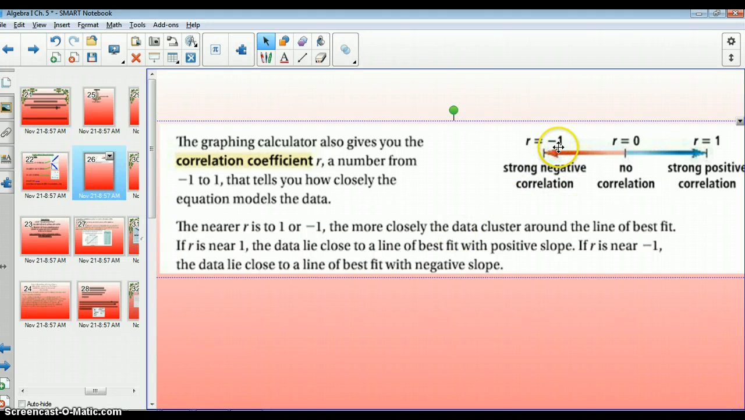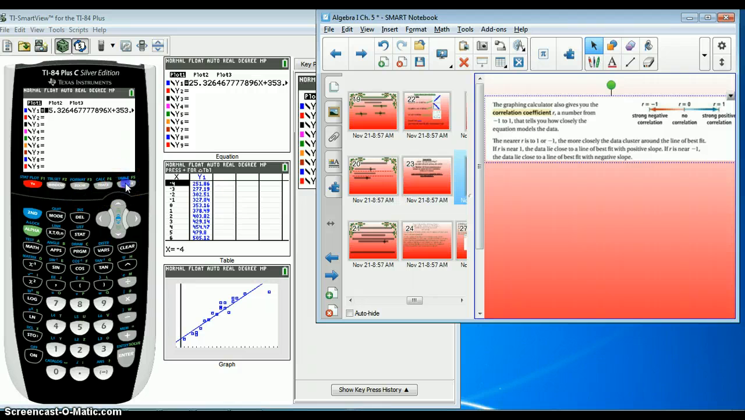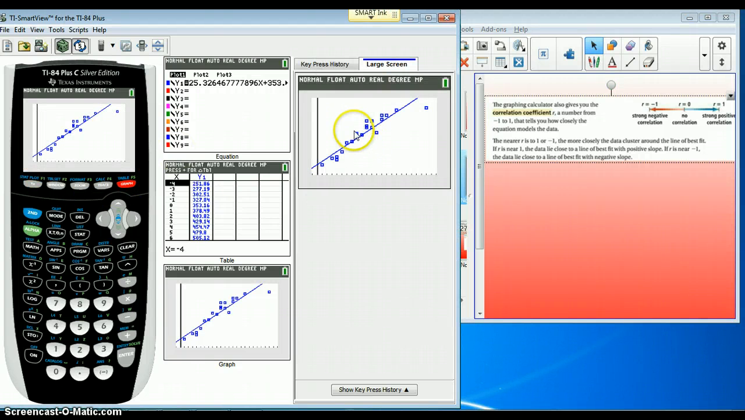So basically you want R to be close to -1 or +1. If it is, then it's a strong correlation. If it's closer to 0, then there's most likely no correlation. So when we look at our graph again, you can see how close all of these points are to the line of best fit. That's because this has a strong correlation.